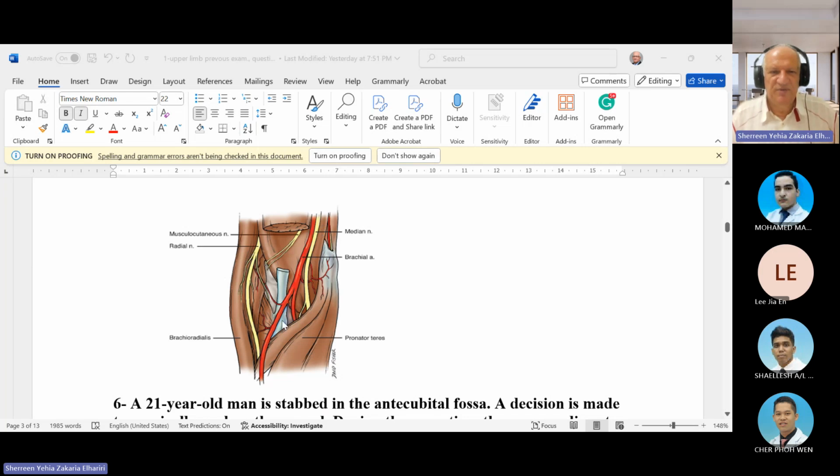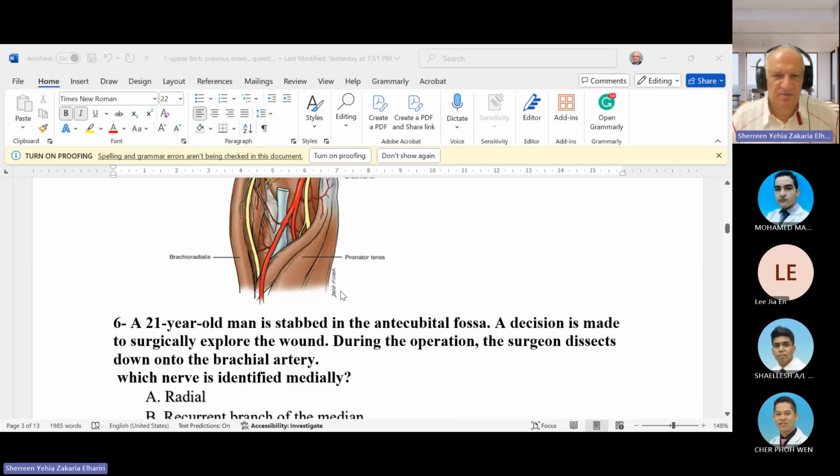Again, this is in the cubital fossa. You can find the brachial artery. You can find the median nerve. Here we don't find the ulnar nerve, because the ulnar nerve is behind the medial epicondyle.